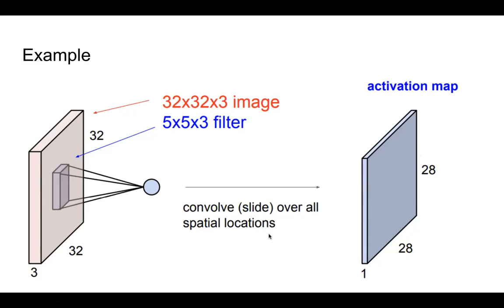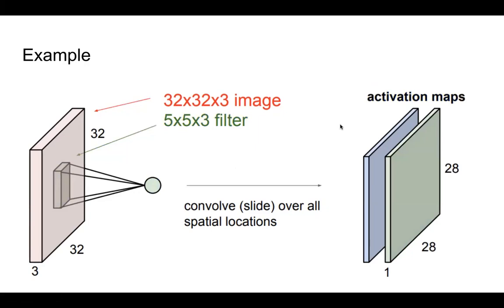So what happens in a convolution step is that one filter gives rise to one 2D image. If the image is 32 cross 32 cross 3, and we have a filter of 5 cross 5 cross 3, it will give us an image of 28 cross 28 cross 1. It doesn't matter how many channels we have, the depth that we get after this operation will always be 1. And we call this the activation map.